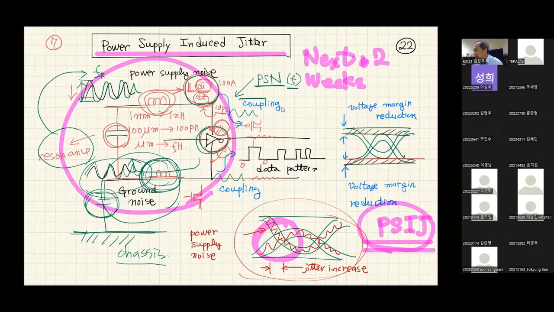As far as we are using digital computing, CMOS-based digital chips, PSIJ is our destiny. And how much we can reduce that, that is our role. God will control whether we have PSIJ or not, but we human beings, as engineers, electronic engineers, our responsibility and our job given by God may be the reduction of PSIJ.